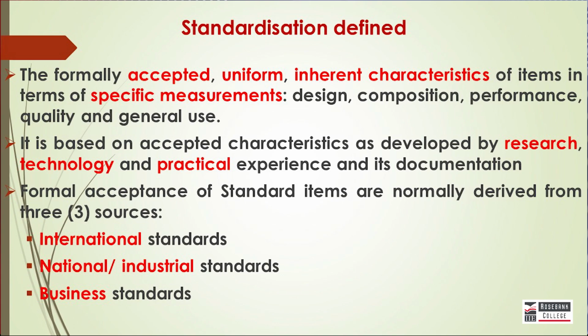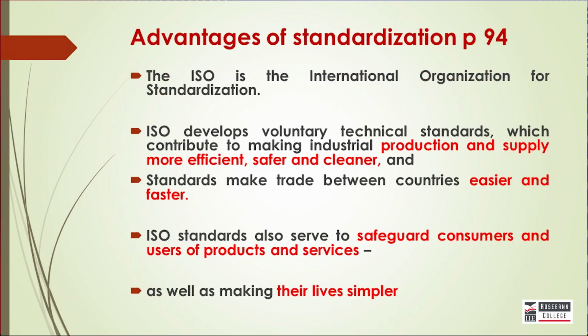Formal acceptance of standard items is normally derived from three sources, which include international standards, industrial standards, or what we call national standards, and lastly, business standards. So let's quickly look at the advantages of ISO.